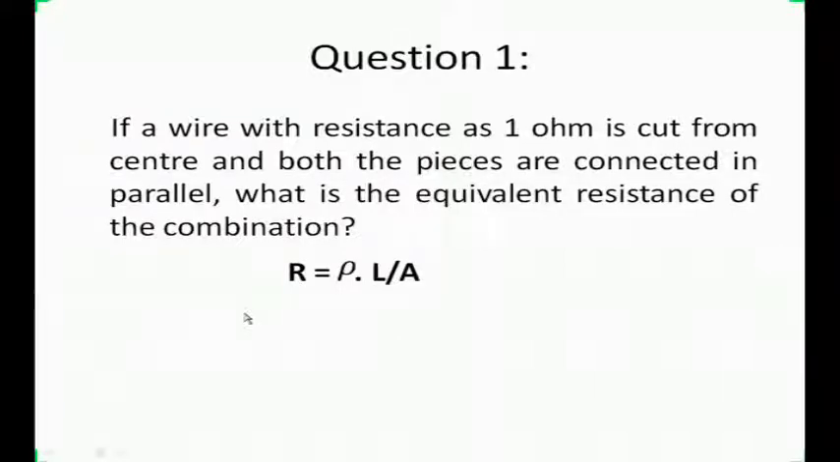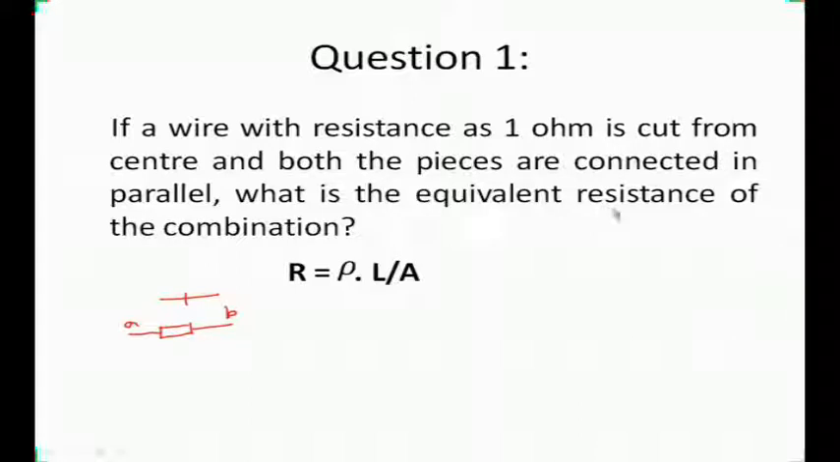Now we take one more example to get better clarity on this. If a wire with a resistance of 1 ohm is cut from center and both the pieces are connected in parallel, what is the equivalent resistance of the combination? In the previous example we have seen that if it is cut from center, then the resistance becomes half. So there was a wire, we cut it from center, now we have connected these two pieces in parallel. Now we need to find out the equivalent resistance of this configuration looking from point A and point B.